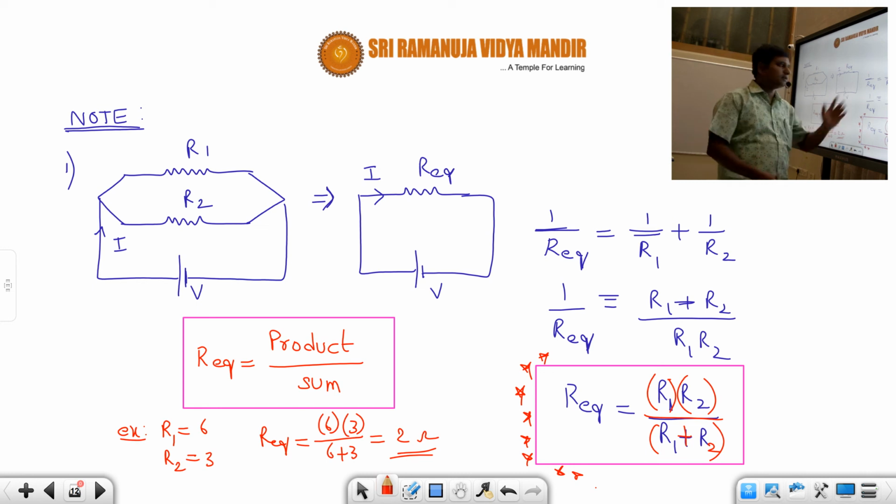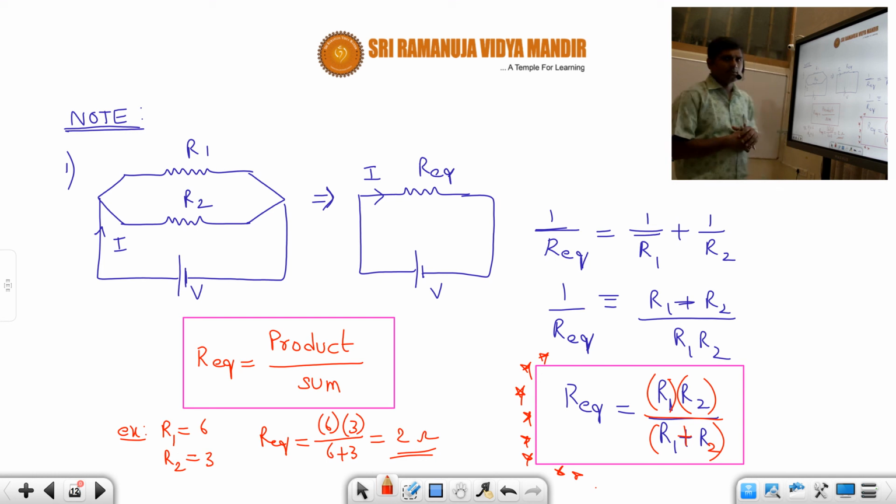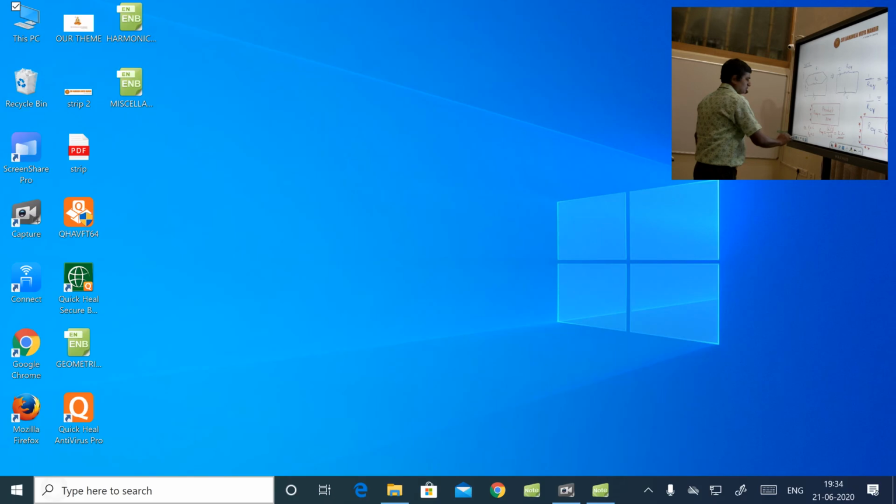Product by sum. You cannot just go by this one, students. And most of the problems will have two resistors. So that is how you should calculate. And please learn this formula by heart, students. Product by sum when two resistors are connected in parallel.